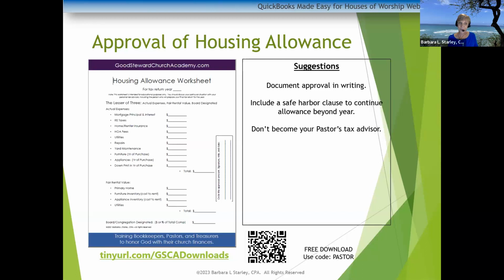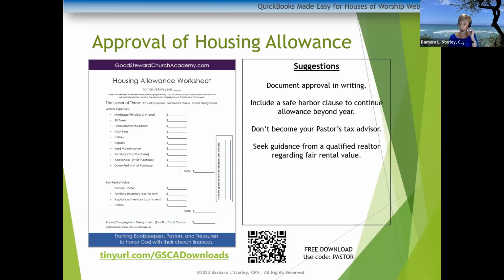It's not your job to become the pastor's tax advisor. Always tell them to refer to someone that really understands pastor taxes to help them understand what's going on. And I will tell you, there are a lot of tax people that don't understand pastor taxes. But it's important that you don't put yourself in that position and open yourself up to liability as a board member or as a payroll person.